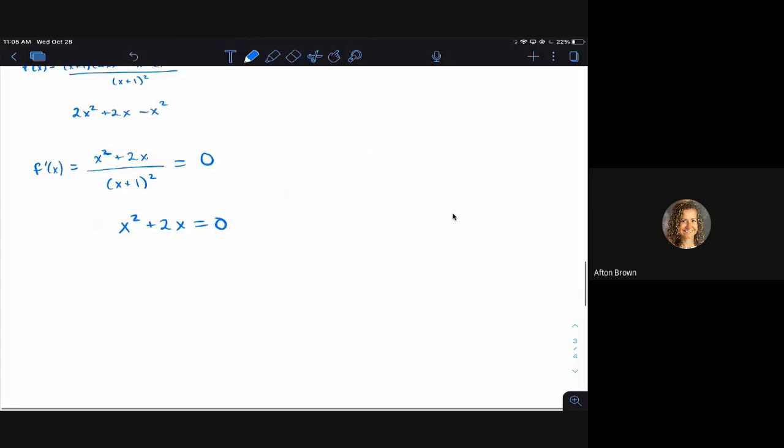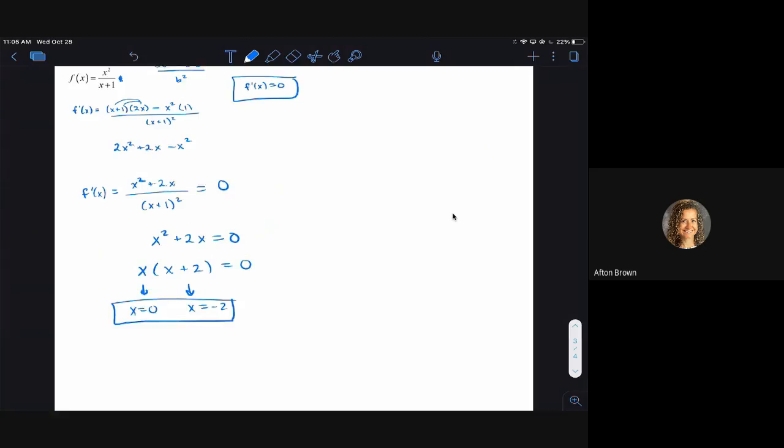If you have an equation equal to 0 and you're solving it without a calculator, you will always factor. So we can factor out the x, and we'd have x plus 2. Then we would set each factor equal to 0, and we get those two values.